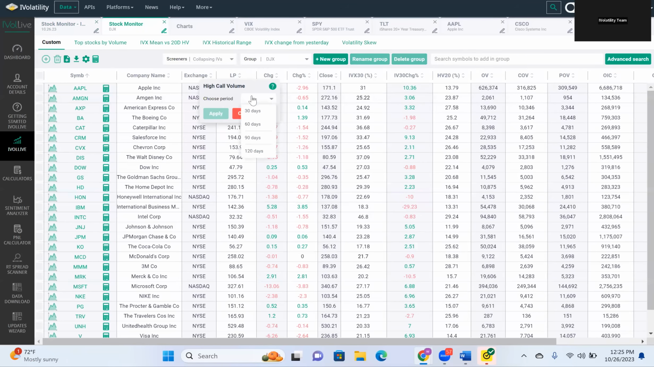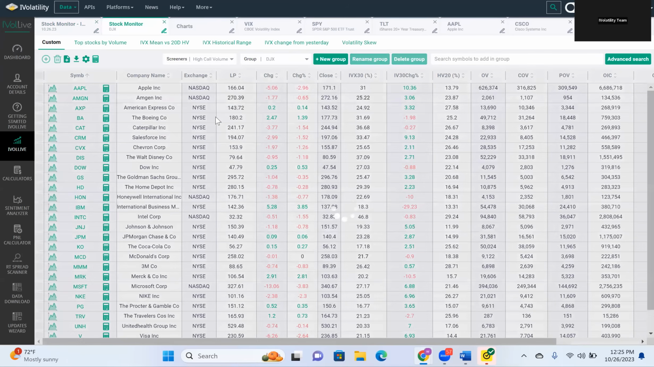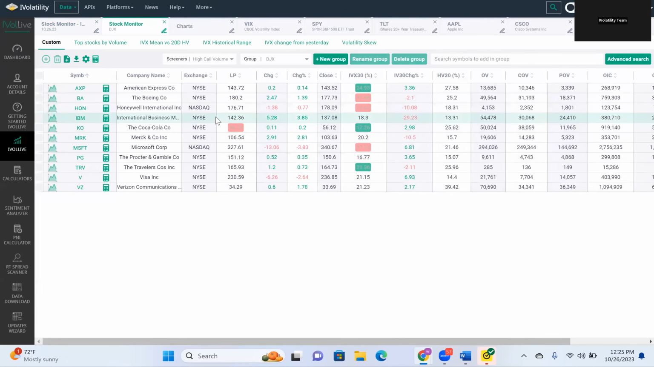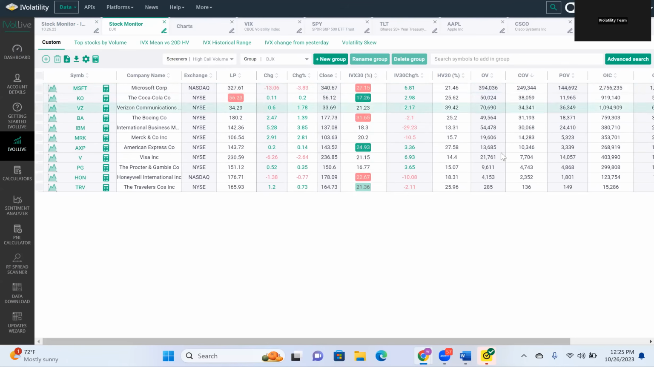We could also screen for high call volume over the past 90 days. So we could say, okay, over the last quarter, where have traders been building a giant call volume position, right? And here we go. You can see that we can sort ascending, descending. So this is looking at abnormal call option buying activity. So we have Microsoft, Coke, Verizon, Boeing, and so on.